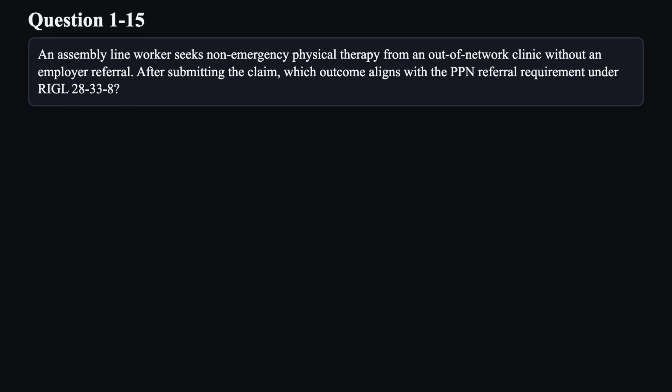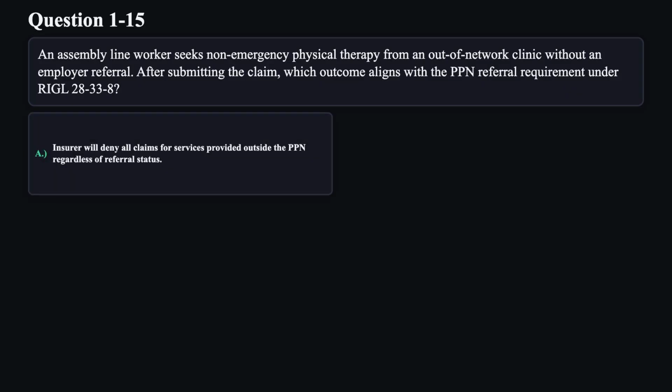Question 15. An assembly line worker seeks non-emergency physical therapy from an out-of-network clinic without an employer referral. After submitting the claim, which outcome aligns with the PPN referral requirement under RIGL 28-33-8? A. Insurer will deny all claims for services provided outside the PPN regardless of referral status.